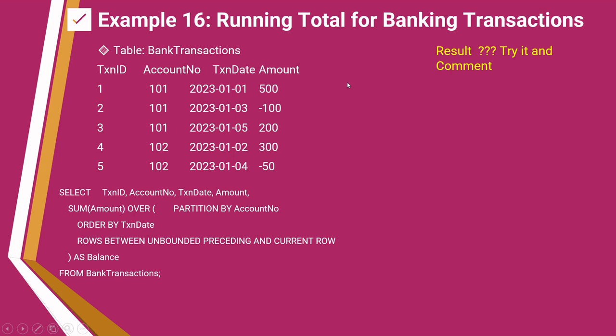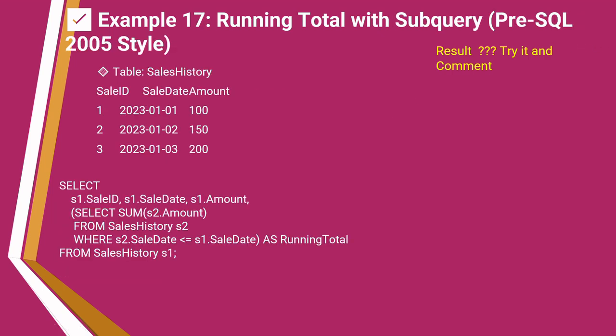For banking systems, it is essential to show account balances after each transaction. This running total groups by account number and tracks cumulative balance over time. Before window functions, running totals were done using correlated subqueries. It is slower but still useful when you are on older SQL versions.